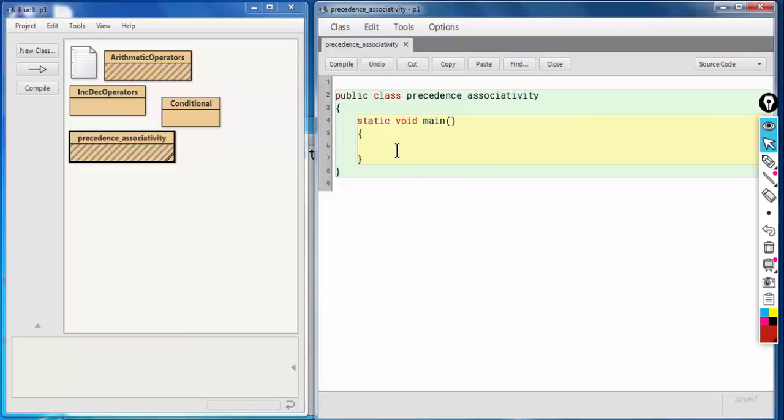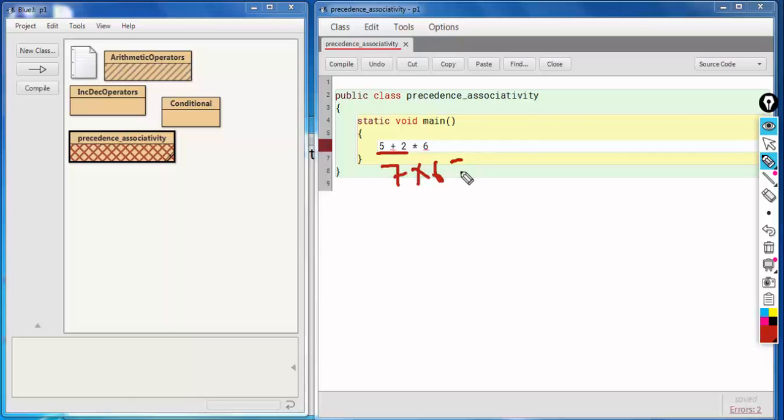Let's say I've got an expression here: 5 plus 2 into 6. Now there can be two results for this expression. How? One result could be: 5 plus 2 is 7, 7 into 6 is 42. This can be one of the results.